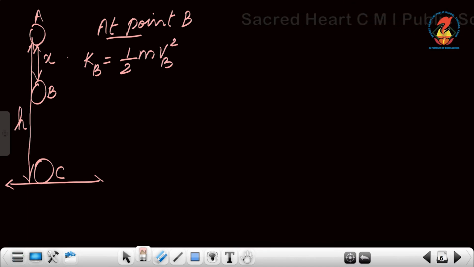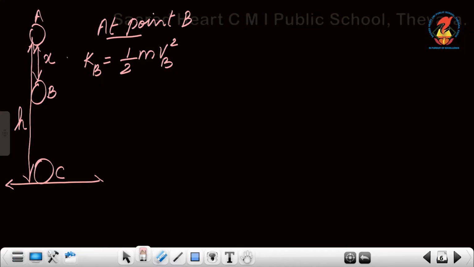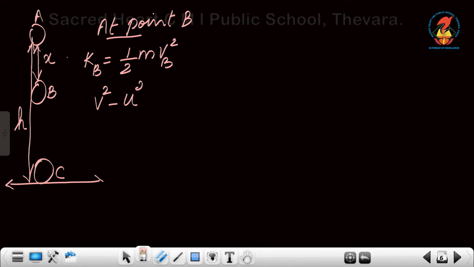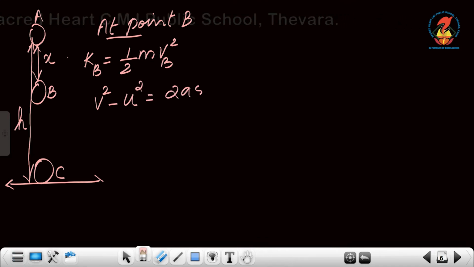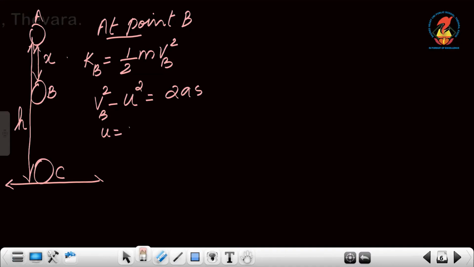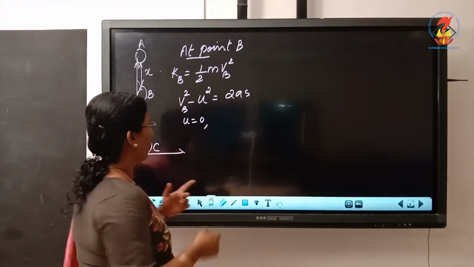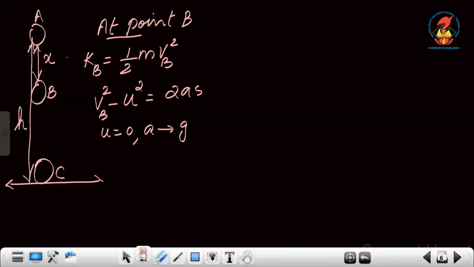Now what we are going to do is find out the value of Vb or Vb square. For that, we are going to use the equation of motion: v square minus u square is equal to 2as. Now, in our case, v square is Vb square. What is the initial velocity? Initial velocity is 0. So, here u is equal to 0. Also, a is the acceleration. When a body falls down, it is falling under the influence of gravity. So, a is acceleration due to gravity, g. And what is the distance traveled from A to B? It is x. So, s is x.